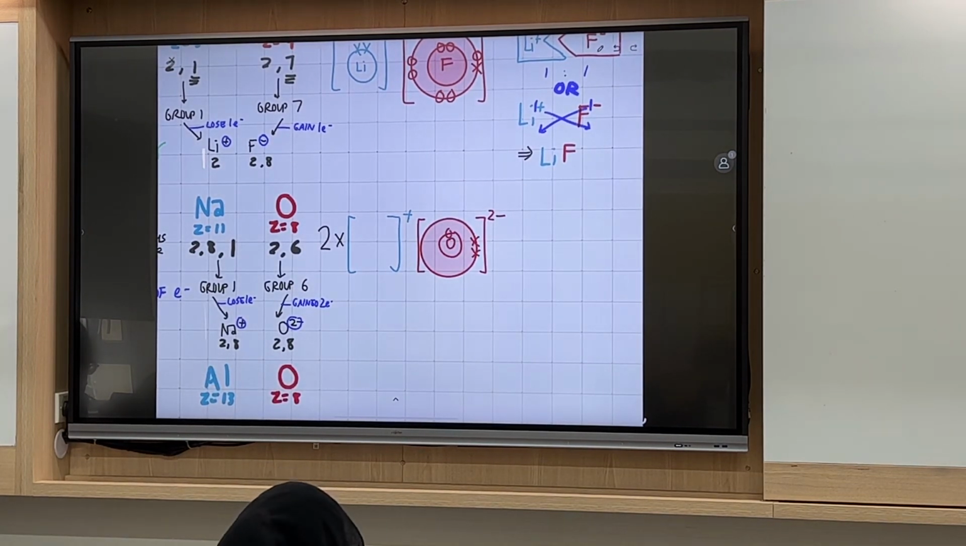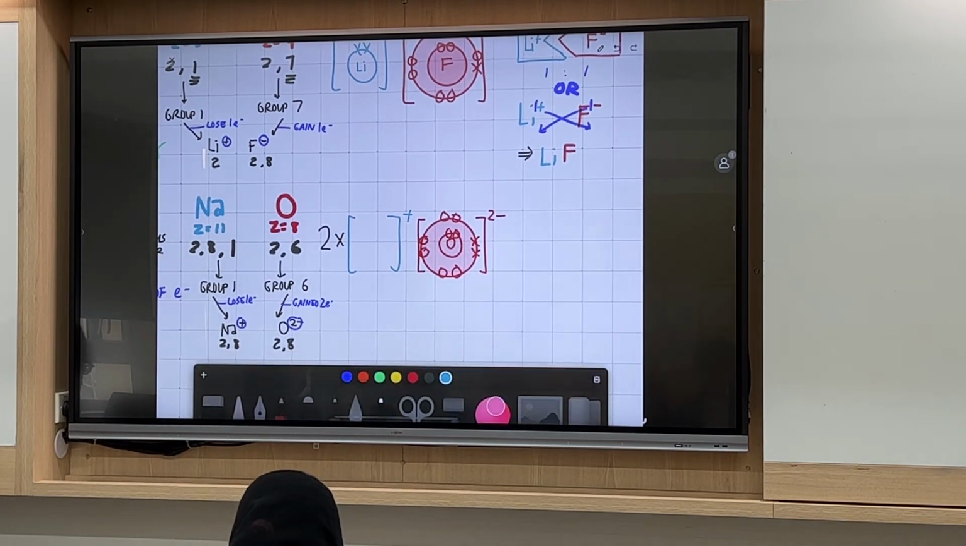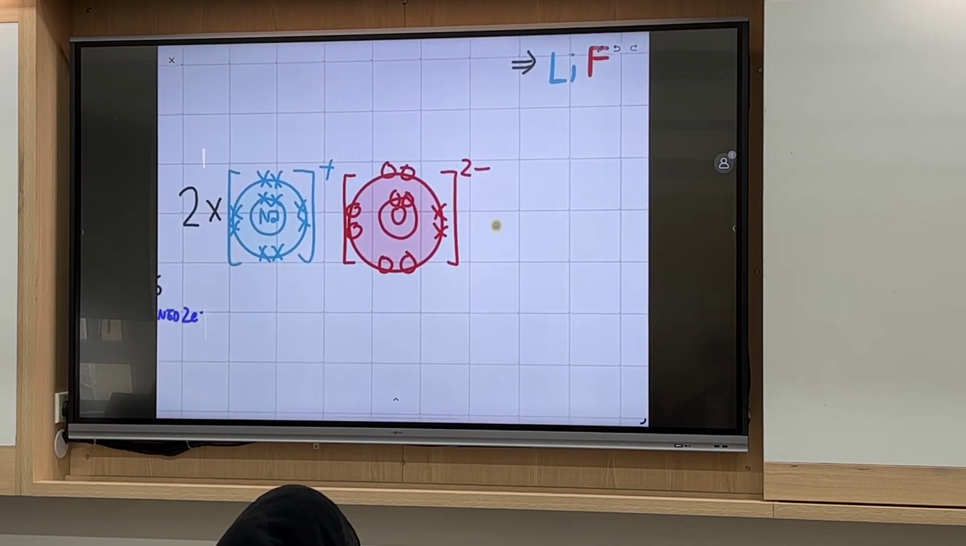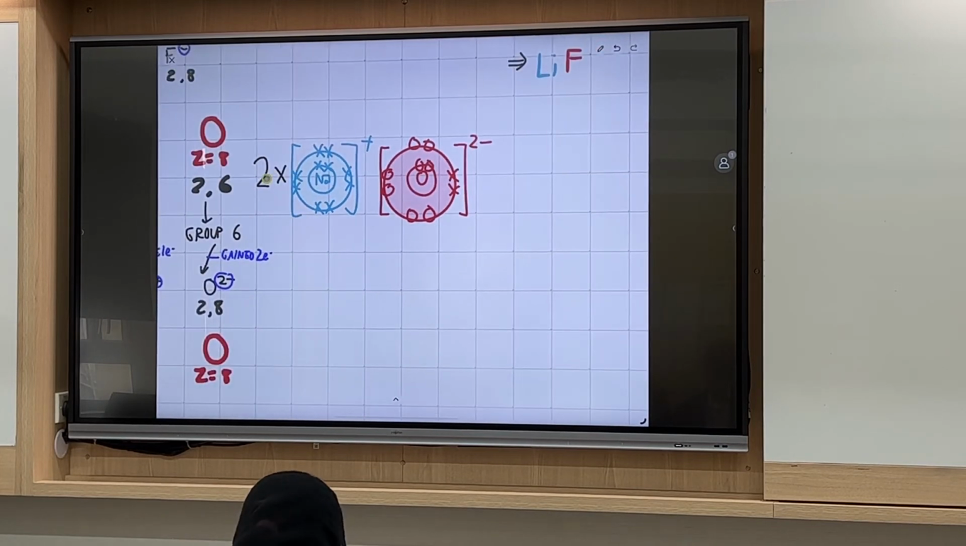So you have 2, 8. And Na will have lost 1 electron, so it will be 2, 8. So you have 2, 8. This is why you have 2 electrons coming from Na in here. And to supply these 2 electrons, you need twice as many Na+.